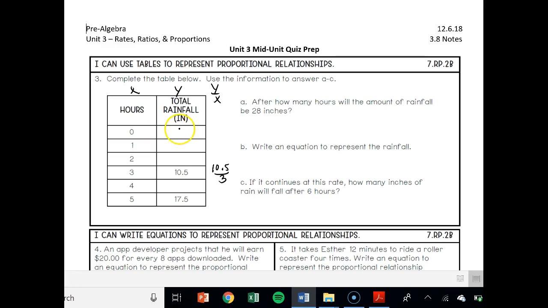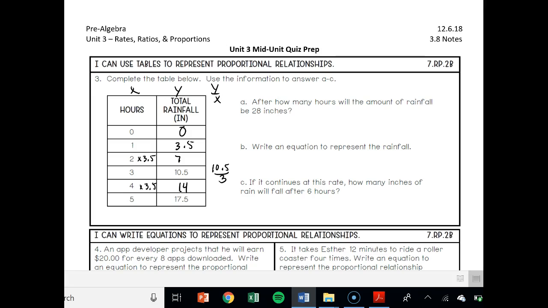So 3.5 doesn't go in this first spot because if I have 0 hours, I should also have 0 inches of rainfall, right? But if I have 1 hour, I should have 3.5 inches of rainfall. And then basically all I'm doing for the rest of these is figuring out what the output, the y, is if I multiply by the constant of proportionality. So this would be 7, and 4 times 3.5 would be 14. And then we've got our entire table filled in.